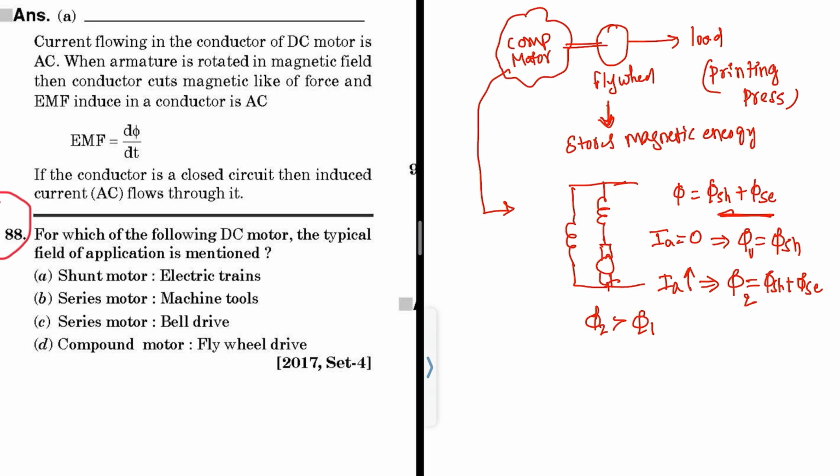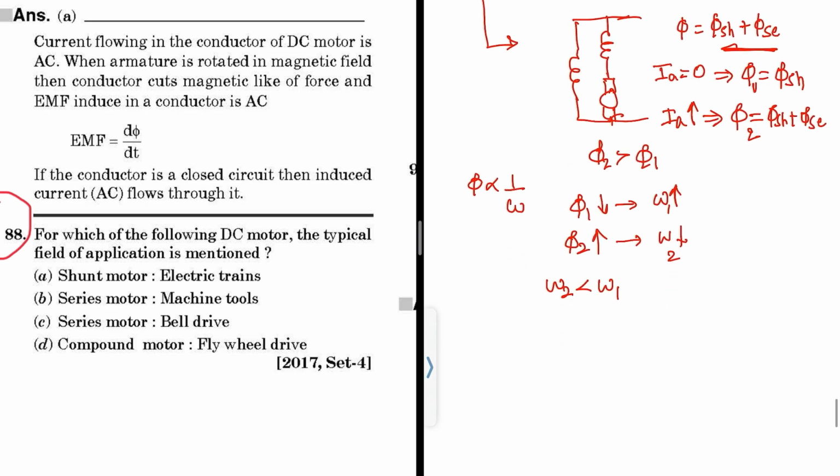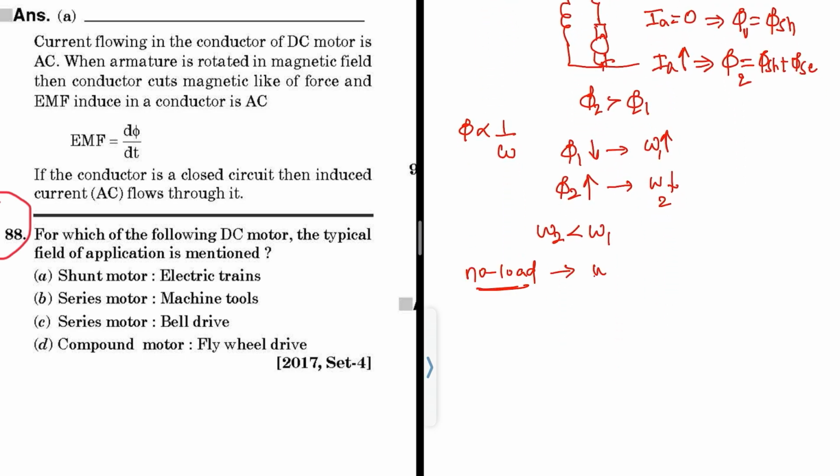We know that speed is inversely proportional to phi. Phi 1 is less, so speed will be more. Phi 2 is high, so speed will be less. So omega 2 is less than omega 1. What you conclude here is that during no load, speed is more, so it gives more output, and the flywheel stores this energy. During loaded condition, the speed will decrease, so power output also decreases.